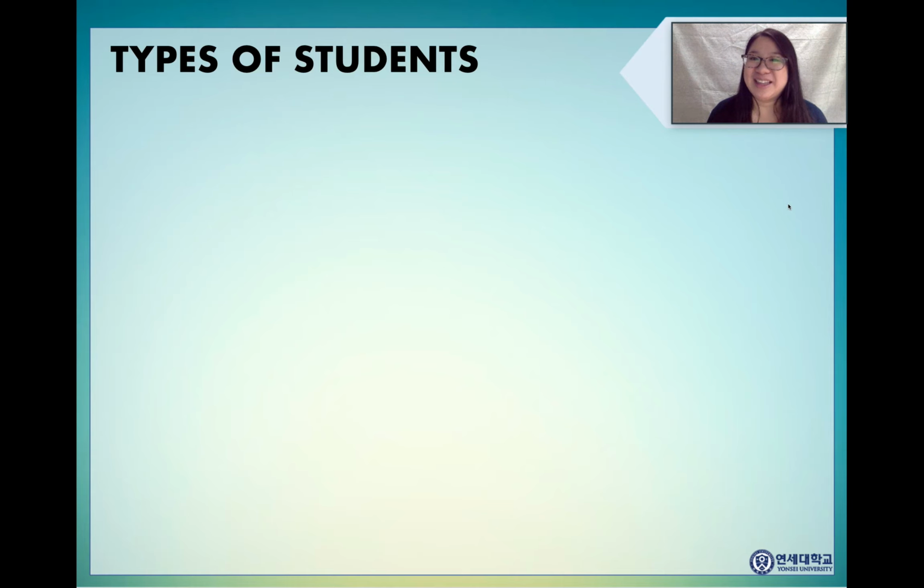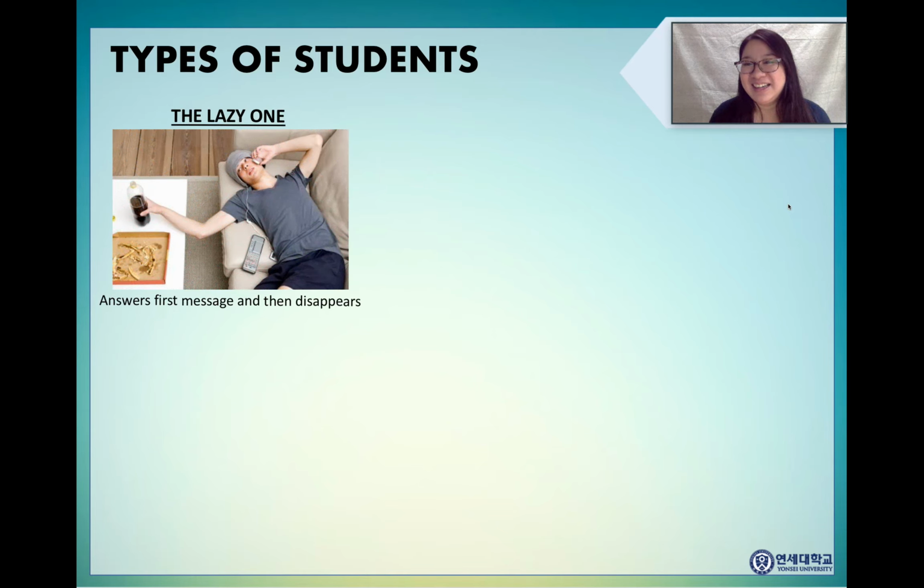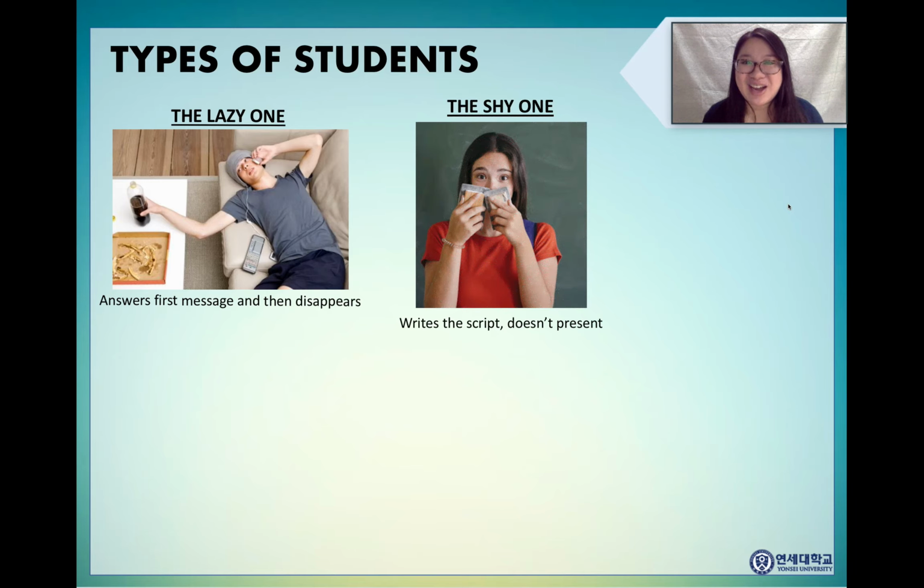So let's look at the first type of student that you probably are teamed up with. That's the lazy one. The lazy one answers the first message and then disappears. And then you can't contact them at all and they do no work. The second kind is the shy one. The shy one will do their work very diligently, but maybe they don't contribute much else. So in a presentation project, they'll write the script, but they won't want to present.